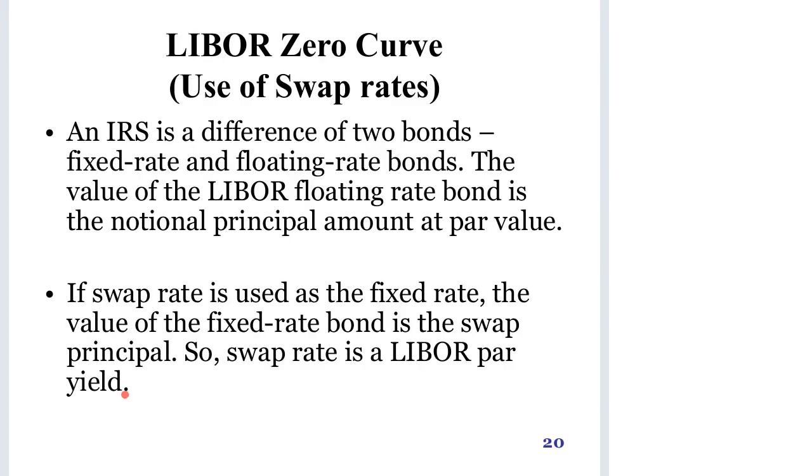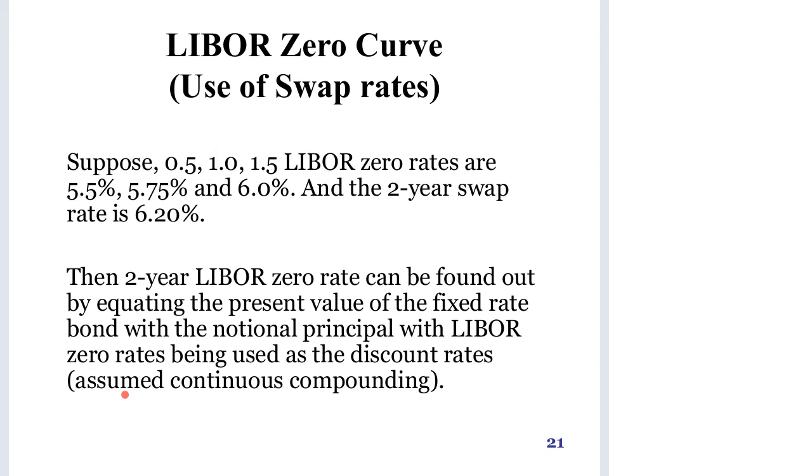So this is what I have already highlighted. If the swap rate is used as a fixed rate, the value of the fixed rate bond at the swap is the swap principal. So the swap rate is nothing but the LIBOR at par yield. But anyway, you can ignore this part. You can ignore these slides.